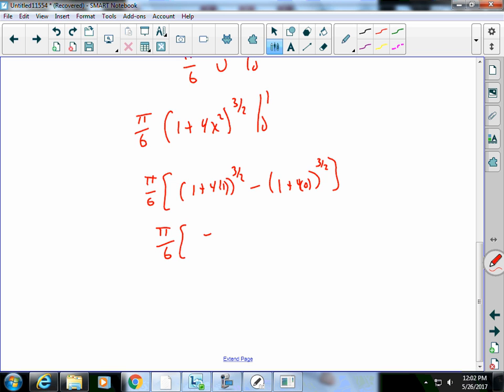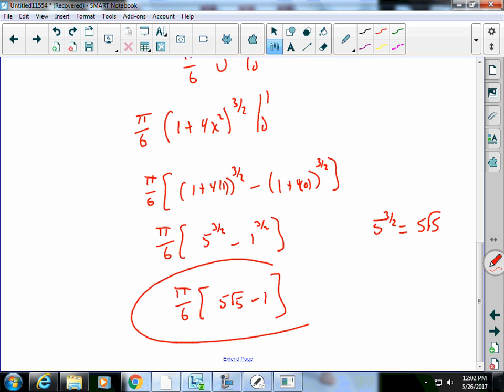So I end up with a pi over 6. 1 plus 4 is 5, to the 3/2, minus 1 to the 3/2. I can't clean that up, so I will. Pi over 6. 5 to the 3/2 is just 5 square root of 5 minus 1. And that's my answer. That's the way I would prefer you to answer your problems. I would probably take 1/4 of a point off because you could simplify that. It's not very hard math.